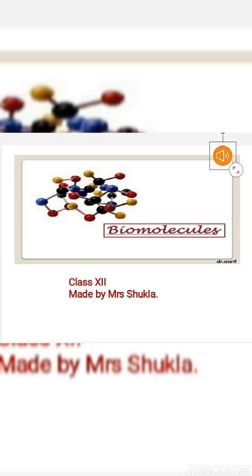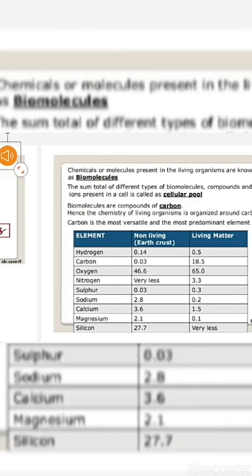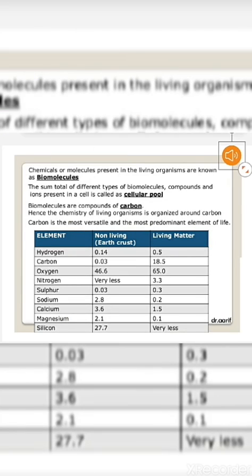Biomolecules is one of the important units related to our life. So we will discuss it with the help of different slides. Biomolecules means the compounds which are present in living organisms. These compounds are mainly made by carbon.